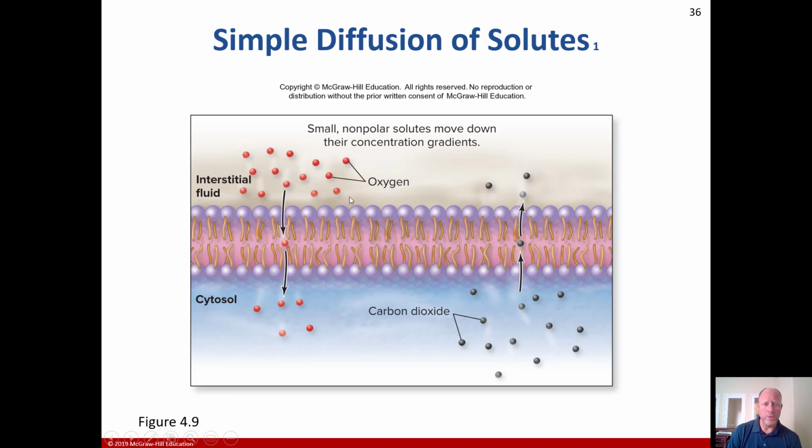And here we have a graphic representation of the simple diffusion of solutes moving down the concentration gradient from outside the cell to inside the cell, from the interstitial fluid through the phospholipid bilayer, the membrane, into the cytosol of the cell. And over here it shows gases going up the concentration gradient on the other side.